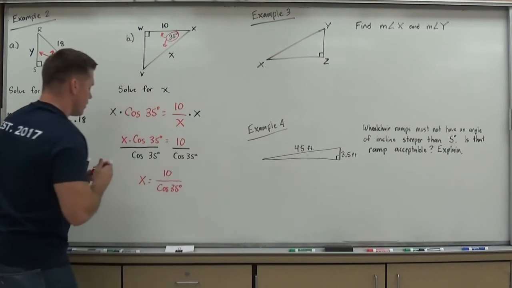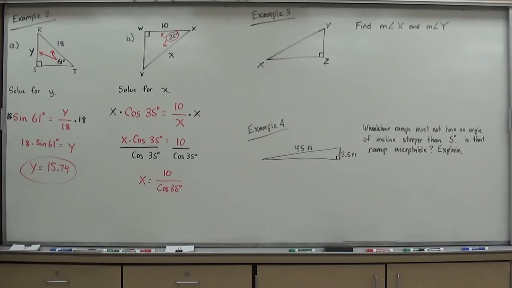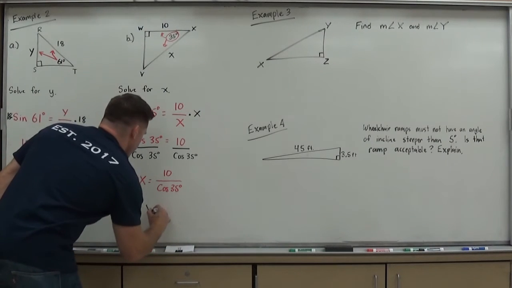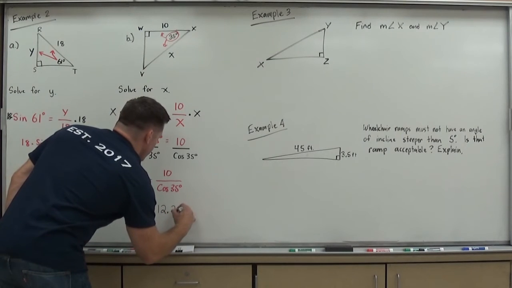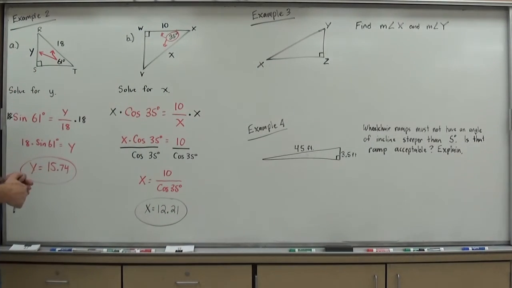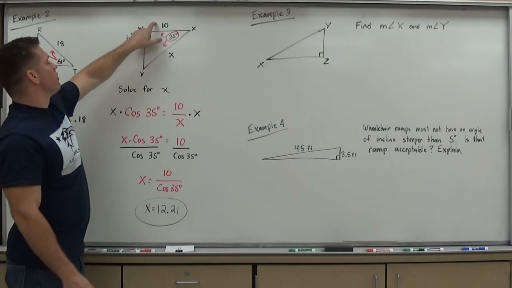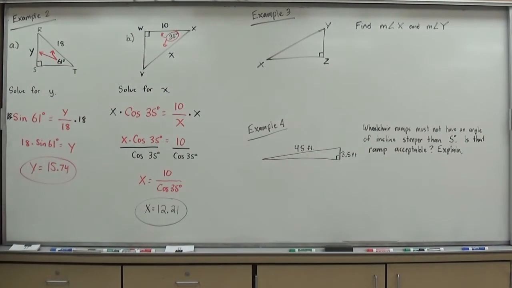cosine of 35 degrees. Go back to my calculator, carefully type that in, 10 divided by cosine, parentheses, of 35 degrees, and I get 12.207, so around 12.21. And that should be the length of side x. And again, hypotenuse has to be the biggest side, so 12.21 is bigger than 10, so that makes it a reasonable answer. And that's how you find missing side lengths. You have to be given an angle, you have to set the correct trig ratio of that angle equal to the proportion for the sides.